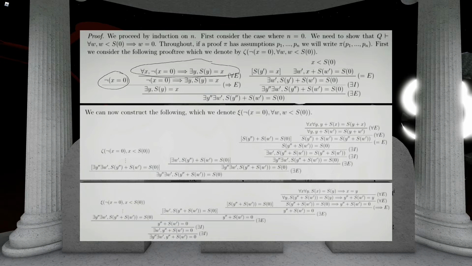Wait, hold up. Sorry, maybe it's okay. I just need to remind myself of what's happening here. Oh yeah, I want to arrive at a contradiction. So I want to conclude that x is equal to 0. So what I'm doing here is starting off by assuming that it's not the case that x is equal to 0 and hopefully arriving at a contradiction. Okay, I understand. There's no mistake here.